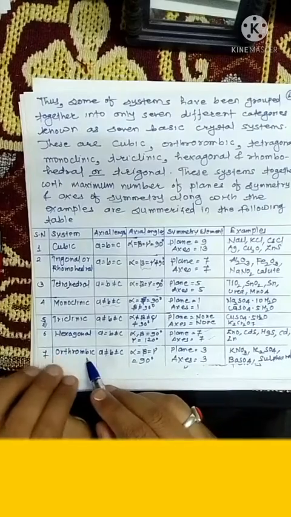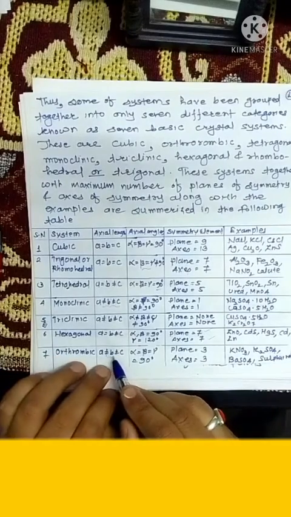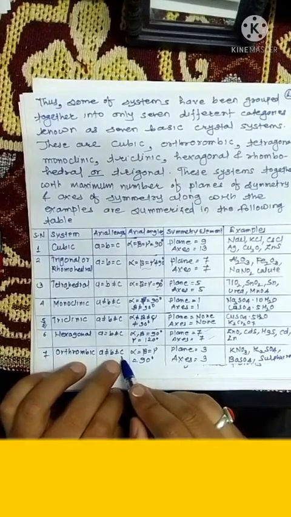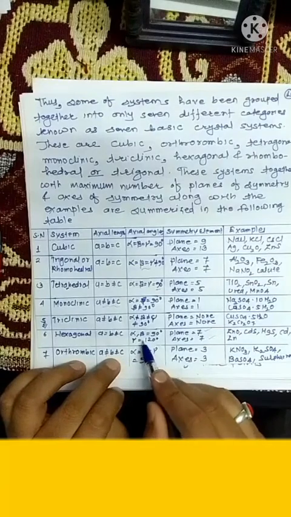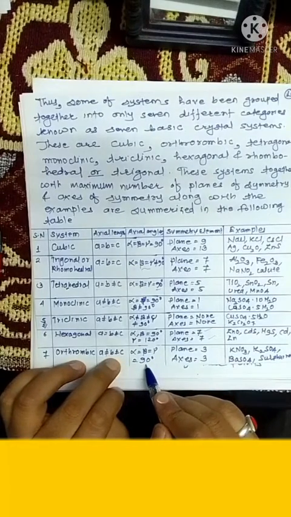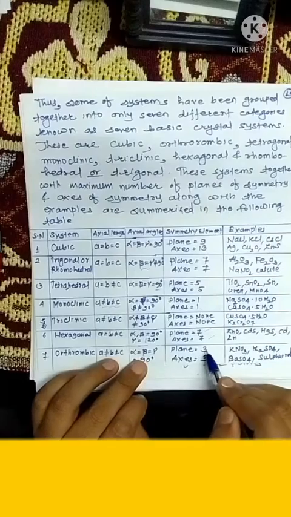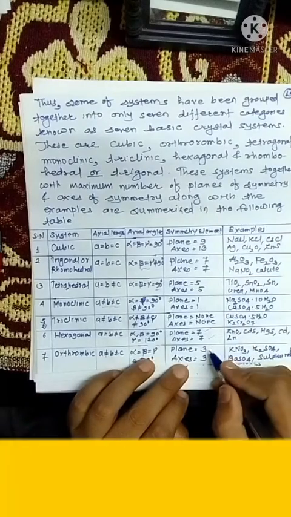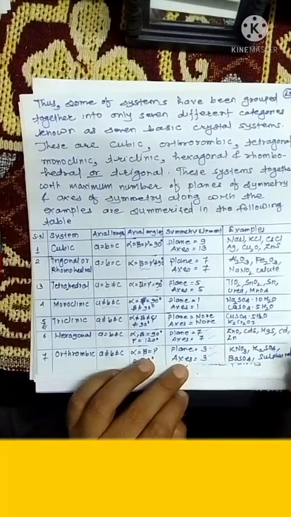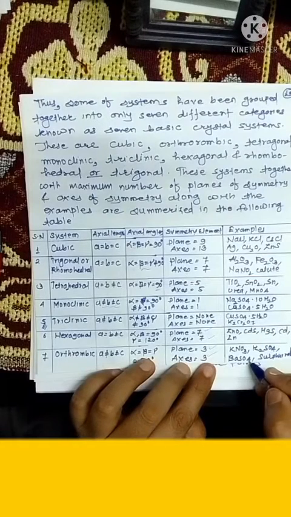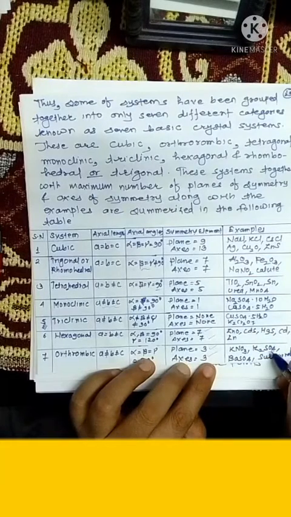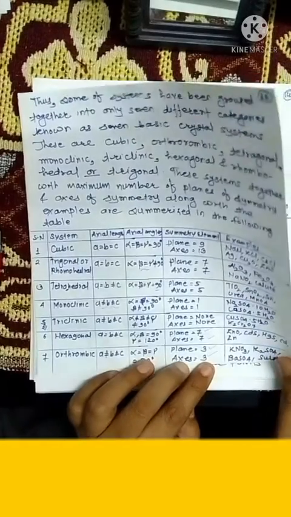In an orthorhombic system, A is not equal to B, B is not equal to C. All interfacial angles are equal, that is equal to 90 degrees. There are 3 planes of symmetry and 3 axes of symmetry. Examples are barium sulfate, potassium nitrate, sulfur, that is rhombic sulfur, etc.